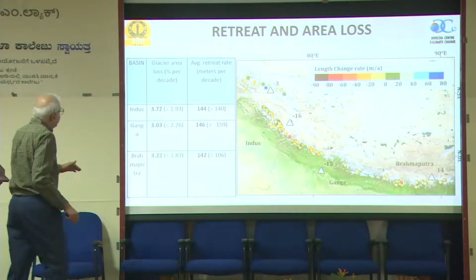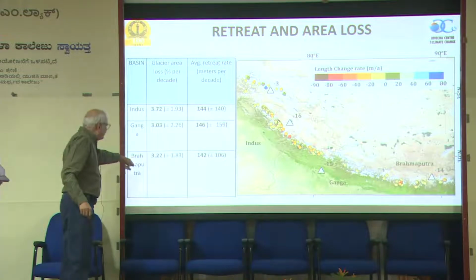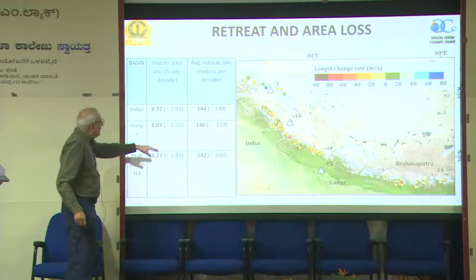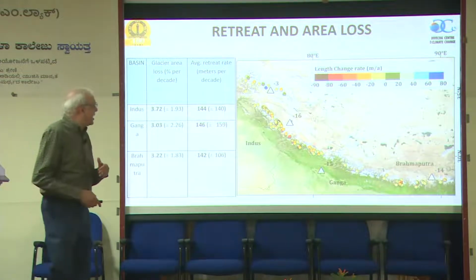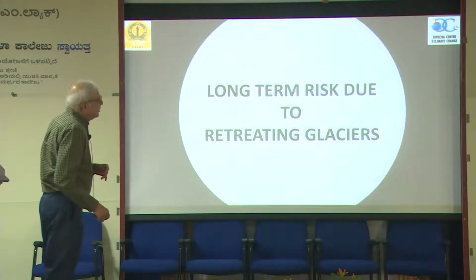m. So if you look at the Indus, Ganga and Brahmaputra basins, there is no significant change in the loss of glacier area and glacier length.